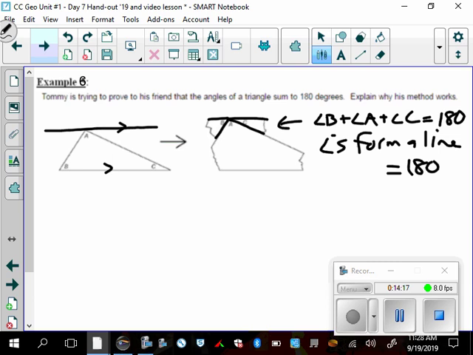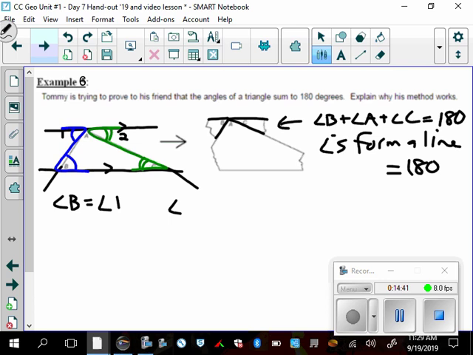okay, I like to extend these out also so I can see it. All right, I can find a Z right there, and I can find a Z right here. Okay, so I'm going to call these angles 1 and 2. So angle B equals angle 1. Angle C equals angle 2. And that's because if the lines are parallel, what type of angles are in the corners of the Z? Alternate interior angles are congruent.